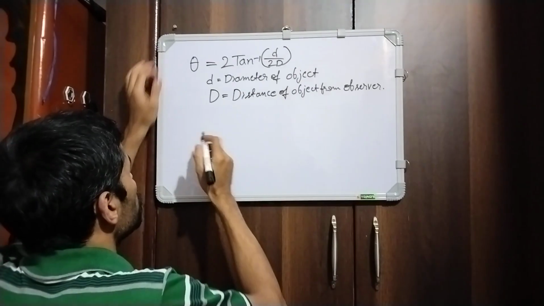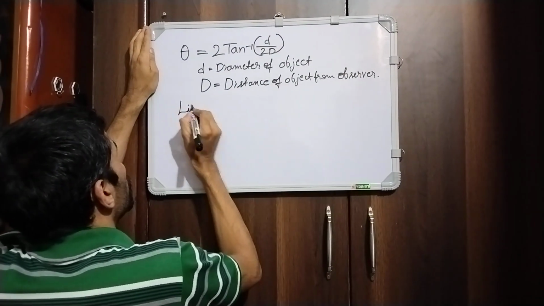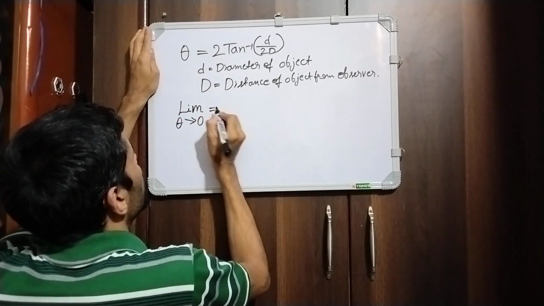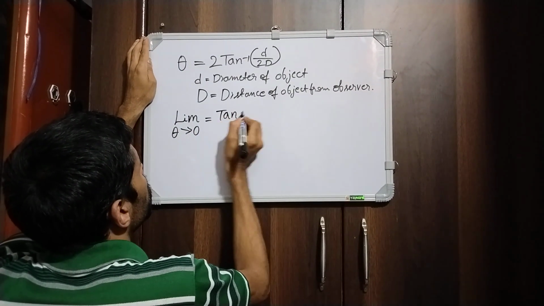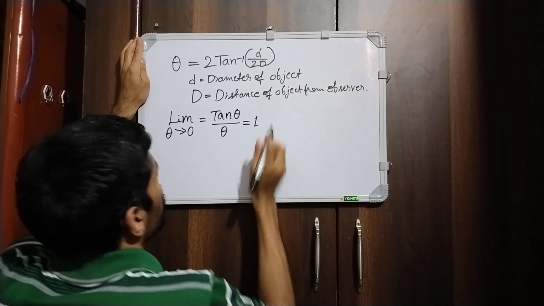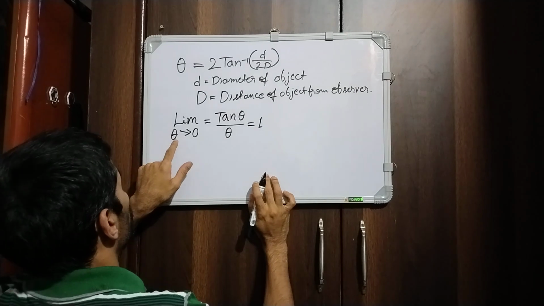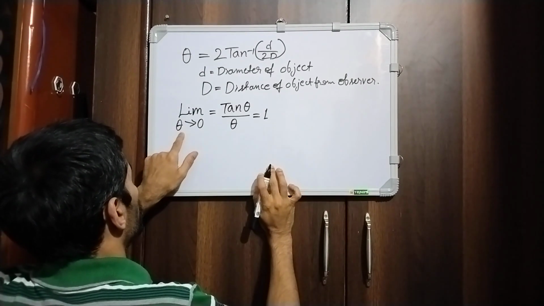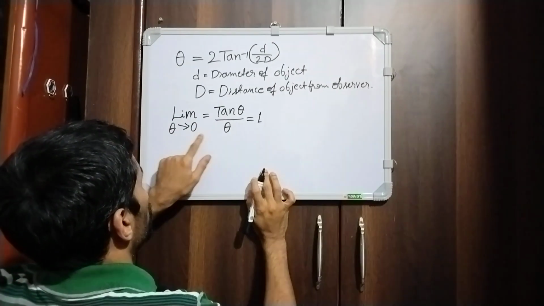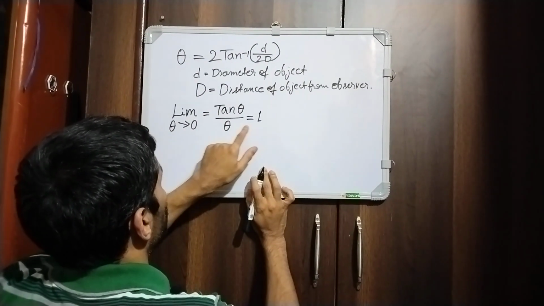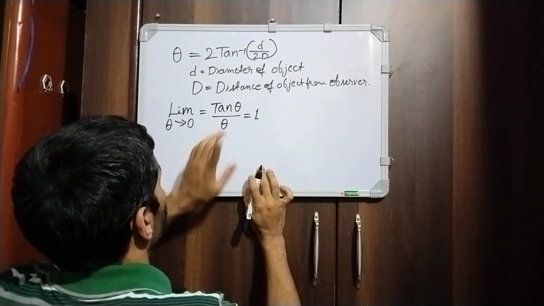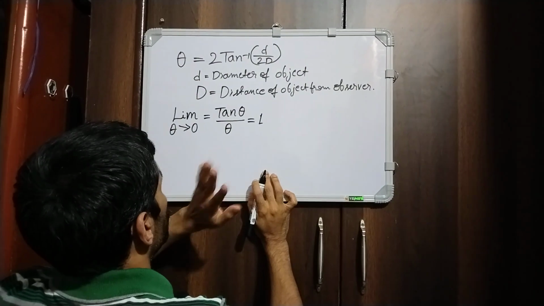Now, we have one fundamental limit of calculus: limit theta tends to 0, tan theta by theta is equal to 1. The meaning of this is, if theta tends to 0, that means if the angle, the visual angle in this case, is very small, then tan theta by theta is approximately 1. That means tan theta is almost equal to theta. This is the gist of this formula.